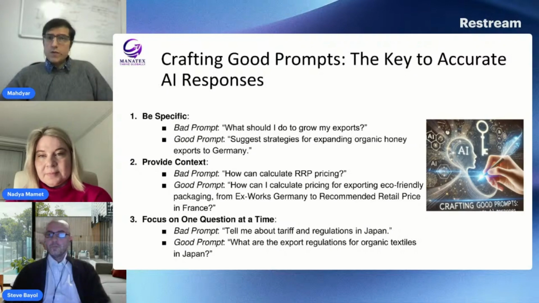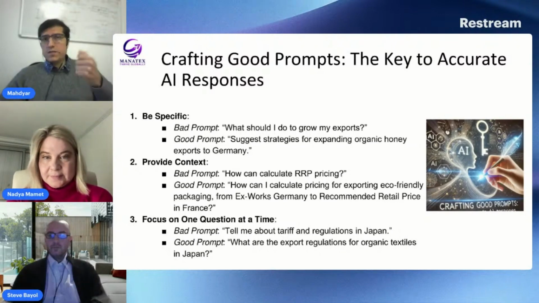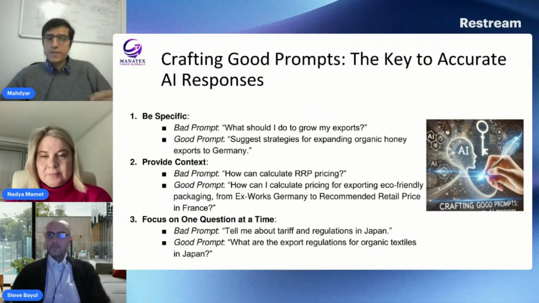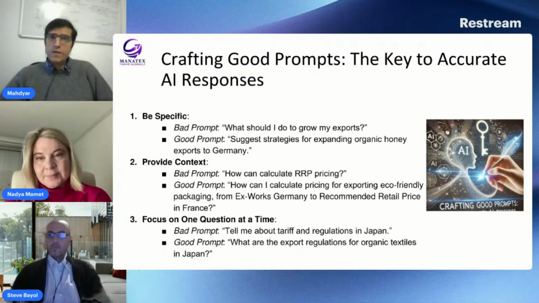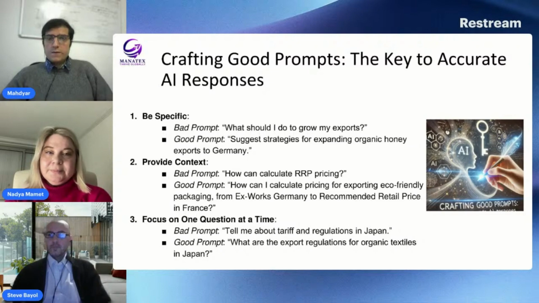For crafting good prompts, you need to be very specific about each question. So if you ask, for example, how should I grow my export? It's a little bit general and vague. But make it specific: suggest strategies for expanding organically to export to Germany, and also continue with more details. That's much better than a vague question.